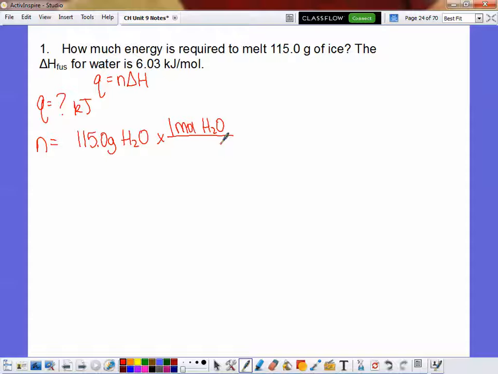What's the molar mass of water? How many sig figs? Guys, how many sig figs? 4. Look at our mass. It has 4 sig figs. So how many moles is that? 6.38.